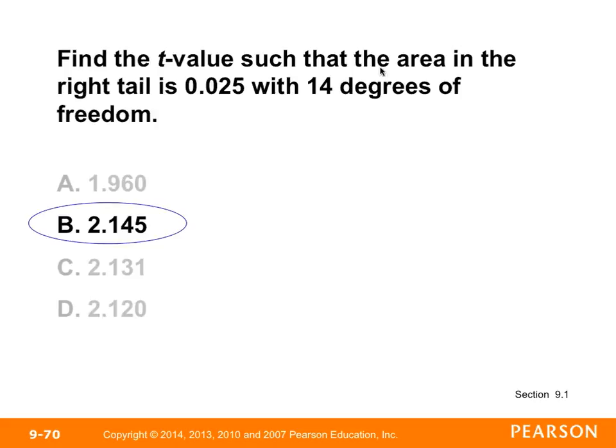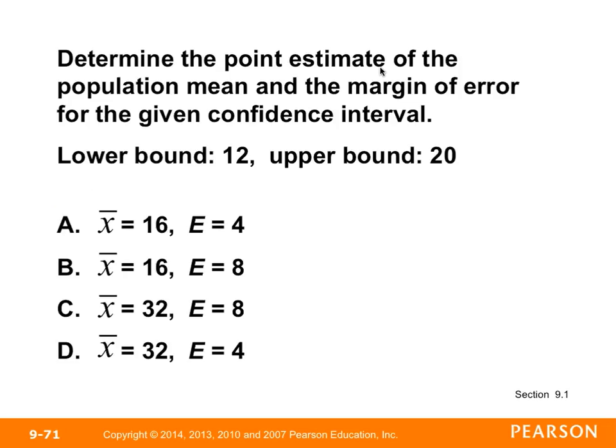All right, now we want to find the t value such that the area in the right tail is 0.025 with 14 degrees of freedom. So this time you're going to go to your t table, go down until you get to 14 degrees of freedom, and then scroll to the right until you get to 0.025. Once you do that, you should end up with a critical value of 2.145.